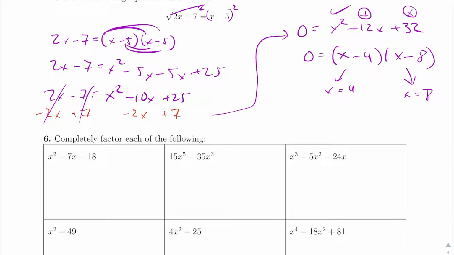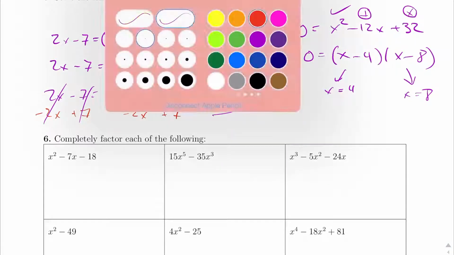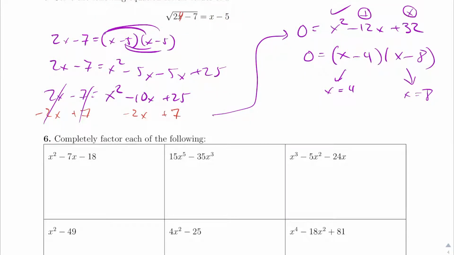Now hopefully you didn't stop here, because this is a square root problem, you do need to plug them in and check it. So I'm going to do a quick plug-in here. If you plug in x equals 4, 2 times 4 is 8, minus 7 is 1, square root of that is 1, 4 minus 5 is negative 1. This one fails the check. We have to check the other one. x equals 8, so we plug in 8 here and here. 2 times 8 is 16, minus 7 is 9, square root of 9 is 3, 8 minus 5 is 3, so this one works out.